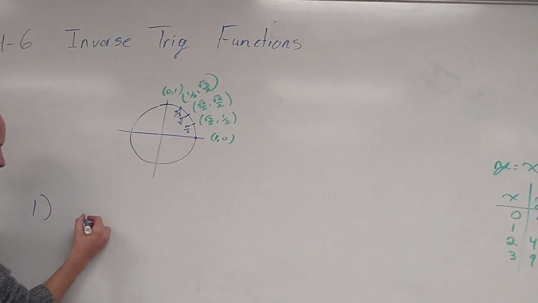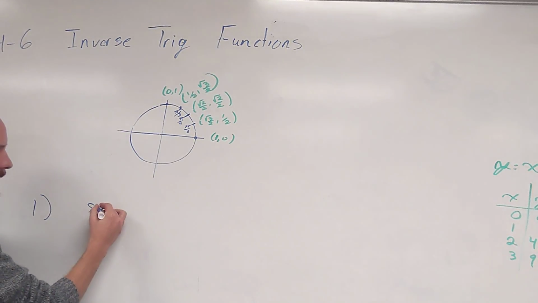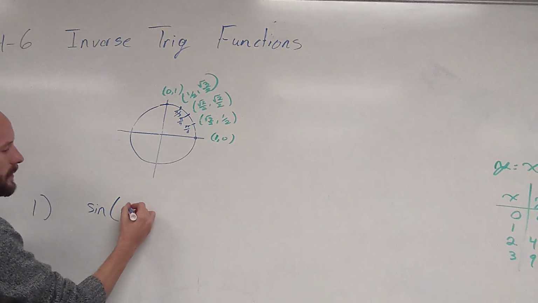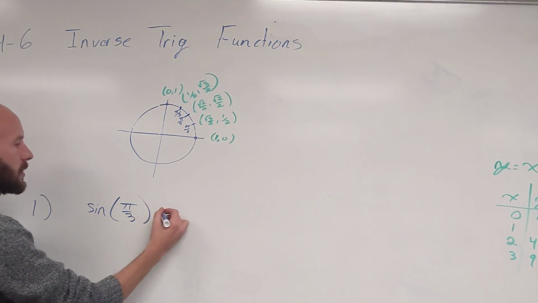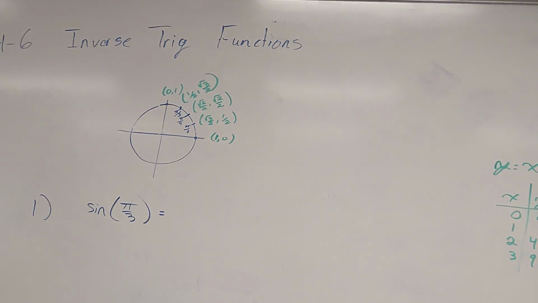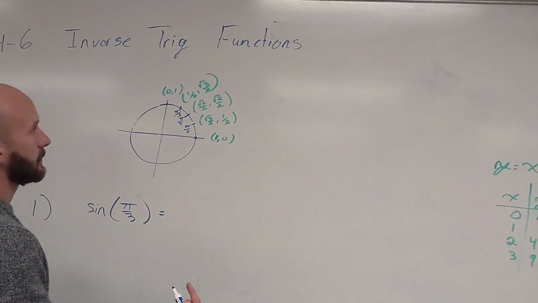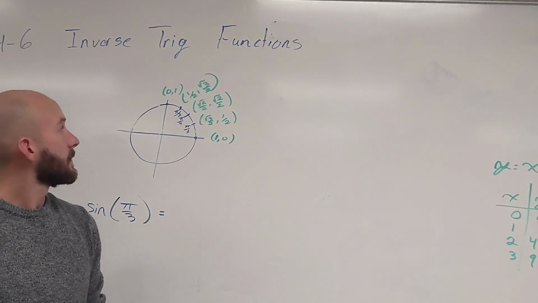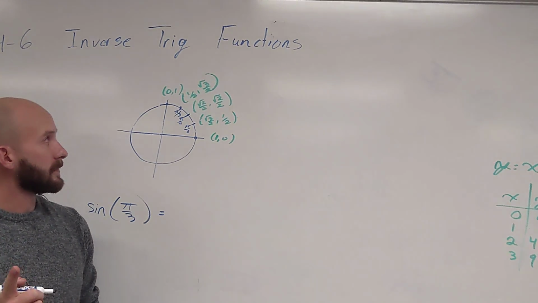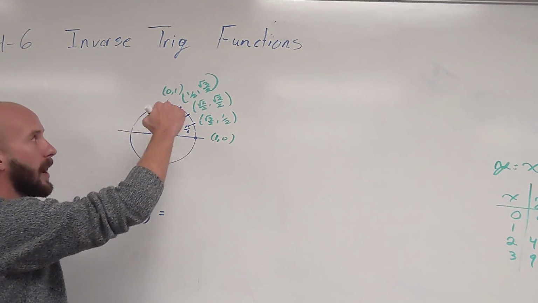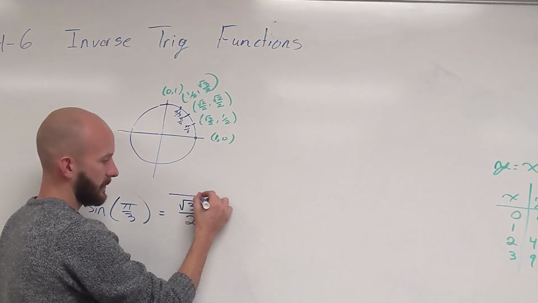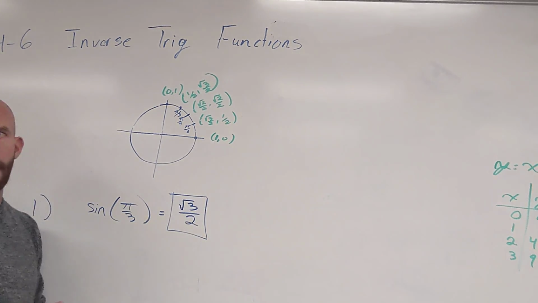So what would sine of pi over 3 equal? A half. Okay, square root. Sine is going to go with the y value, so square root of 3 over 2. Okay.